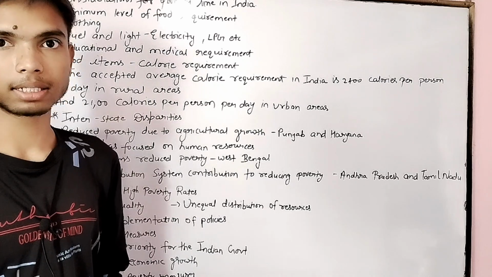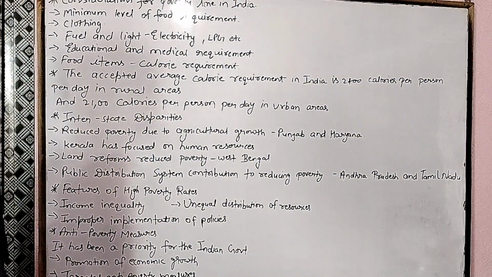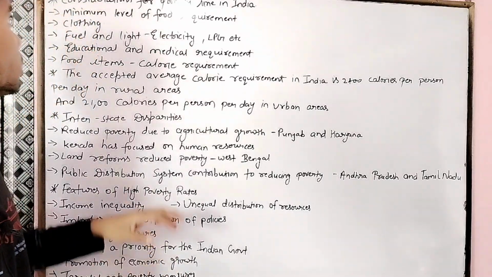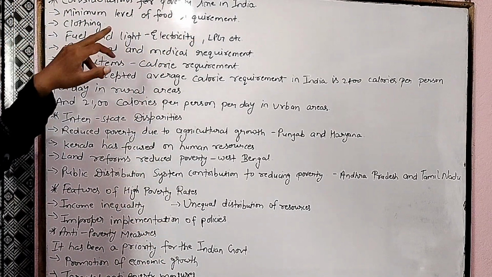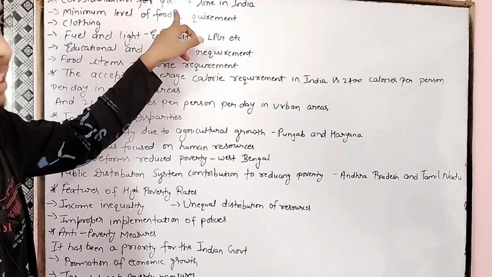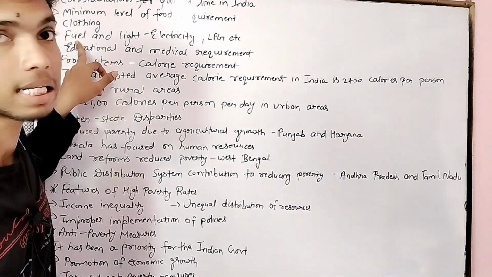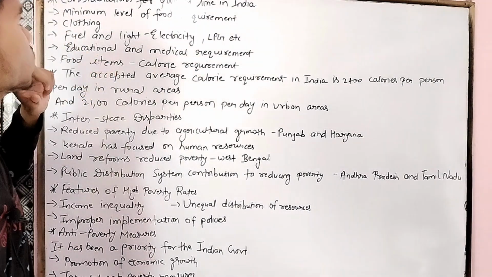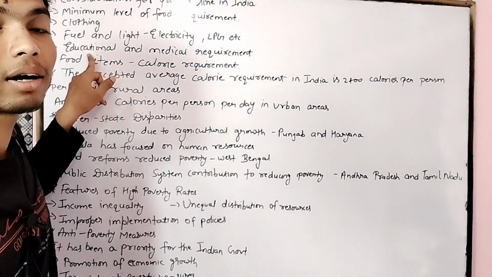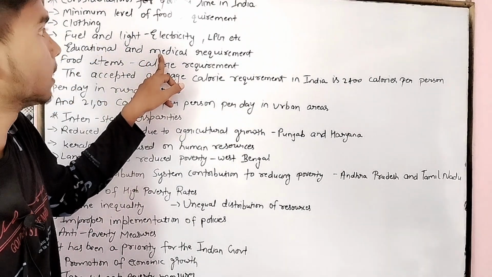Poverty is considered from the minimum level of food requirement. Poverty is considered from lack of clothing. Poverty is considered from lack of fuel and light, electricity and also LPG. Poverty is considered from lack of access to education and also lack of access to medical requirement.